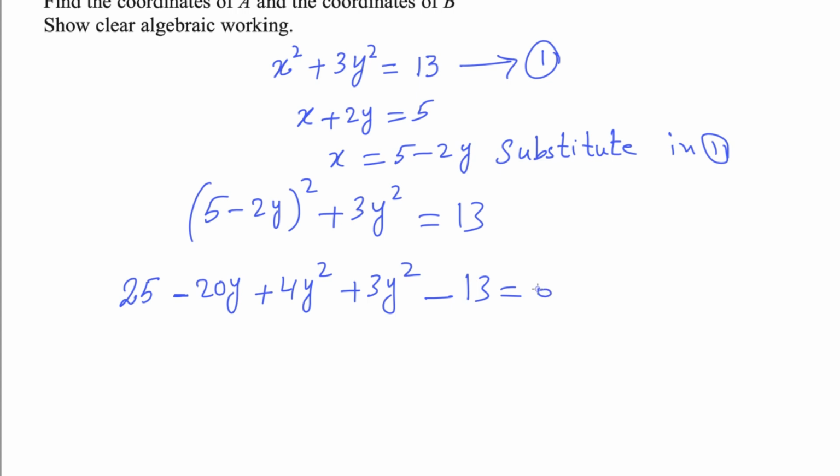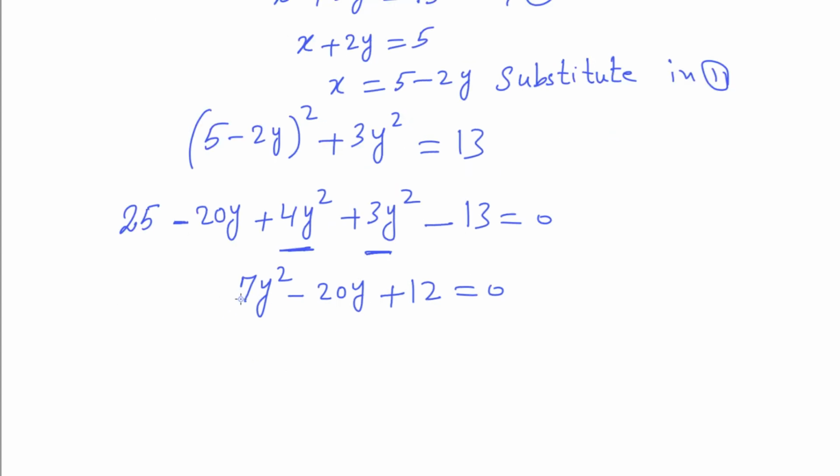These are like terms, so we can solve them together. It will be 7y squared minus 20y, keep as is, 25 minus 13 is 12, equals 0. If you don't know factorization, you can use the quadratic formula to solve this equation. For 7 and 12, 7 multiplied by 12 is 84. We always multiply these two numbers, 7 and 12, is 84. And look at the pair that will make the middle number.